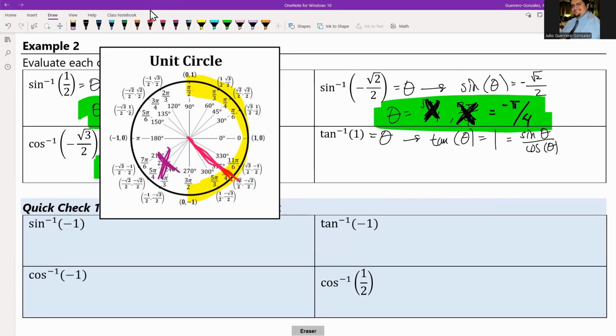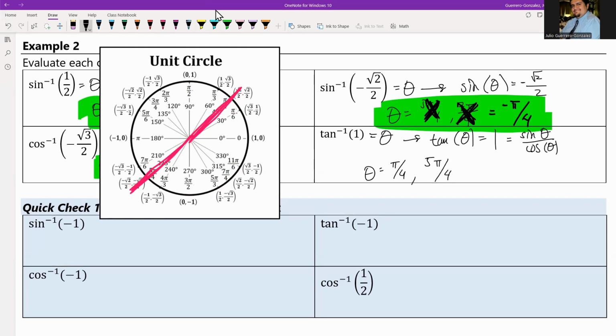There are two angles that do it, right? There's this one, and then there's this one. In this one, both are positive. In this one, both are negative. So then you get a positive 1, right? So my two answers here, theta has got to be either pi over 4 or 5 pi over 4.